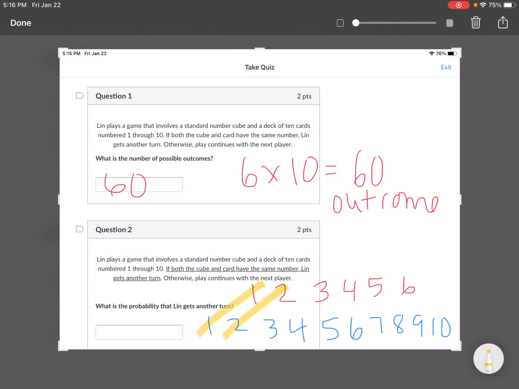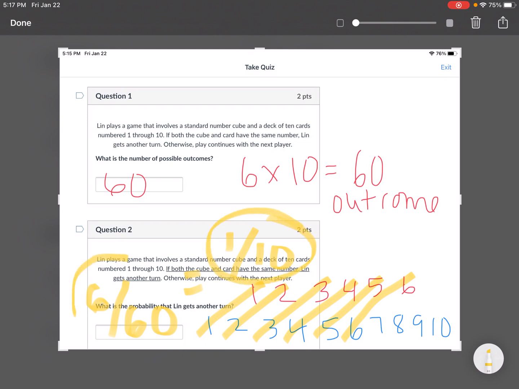So 1, 2, 3, 4, 5, 6. So 6 out of 60 times both happen, where I get a card that's the same number as what I rolled on my die. I can reduce this to 1 over 10 because 6 divided by 6 is 1, 60 divided by 6 is 10. So 1/10 or 6 over 60 should have been your answer.